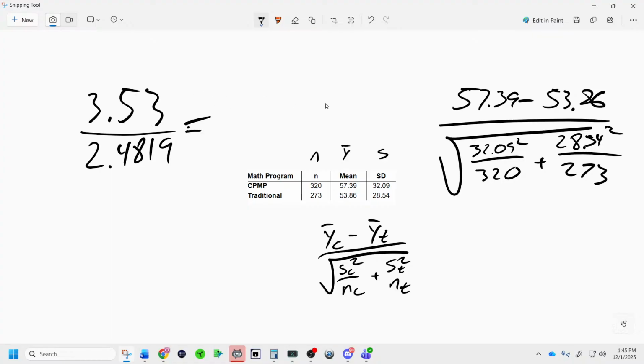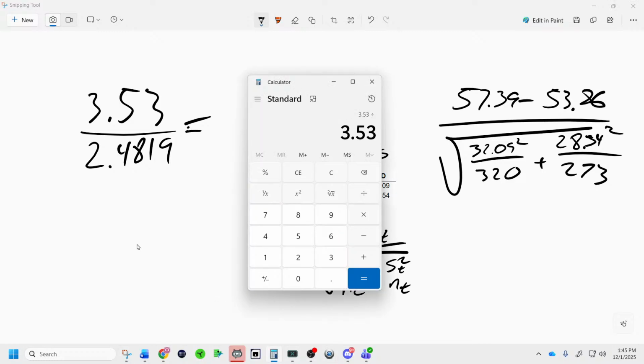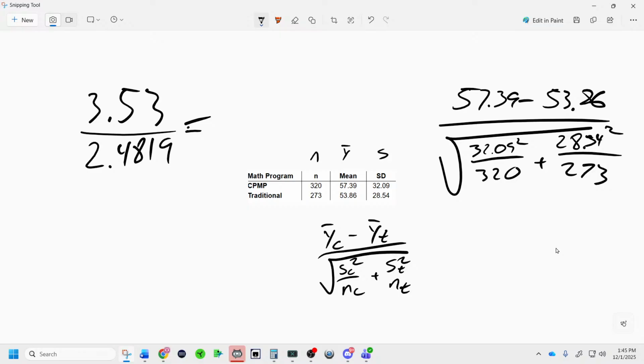And then we're going to divide these numbers. Divide by that lower number. Really, 3.53, I copied it apparently, divided by 2.4819. And 1.422.